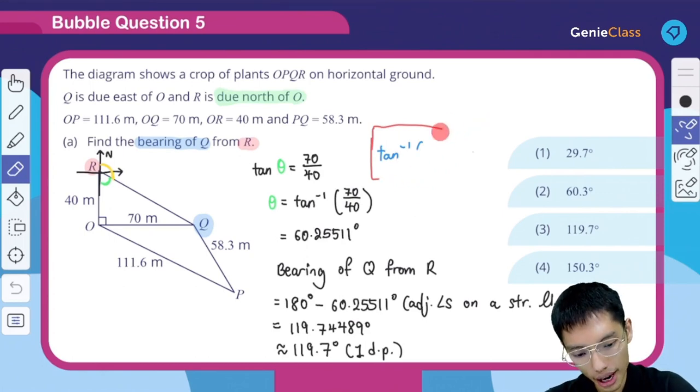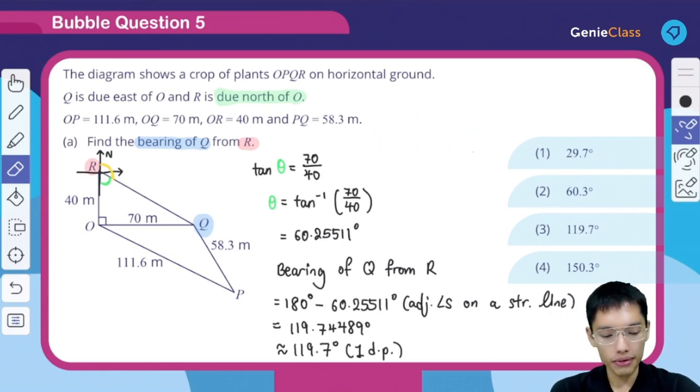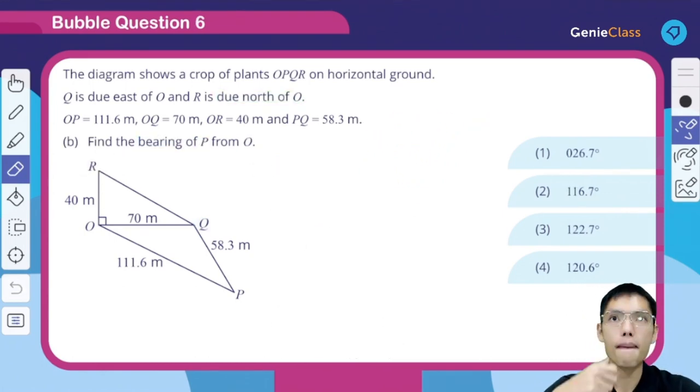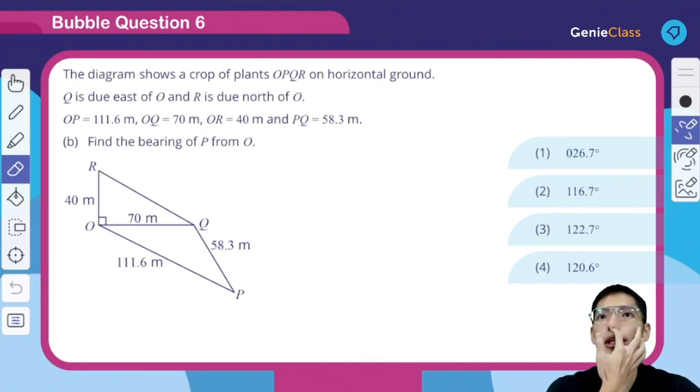Okay, so while I erase this, with this, let's move on to question B. Alright, question B. Now, bearing of P from O. That is where we have it. Let's see whether you can do this. Launching the bubble launcher in 3, 2, 1. Let's go.